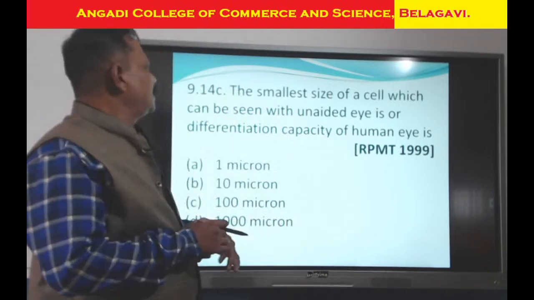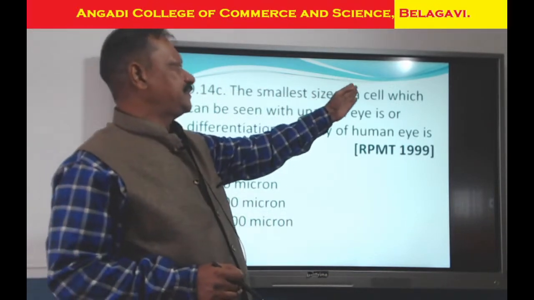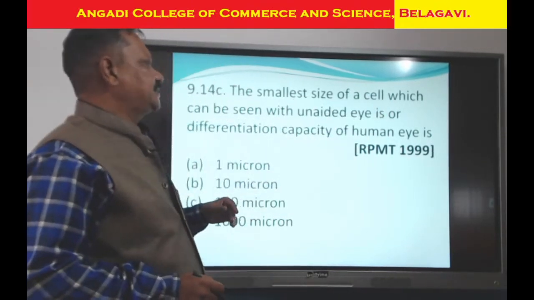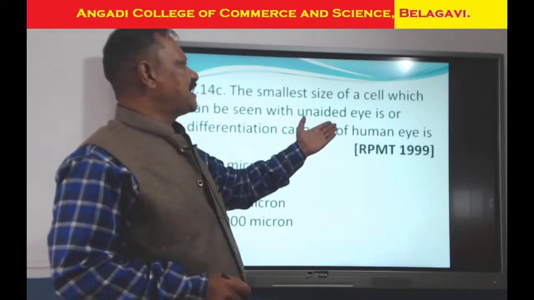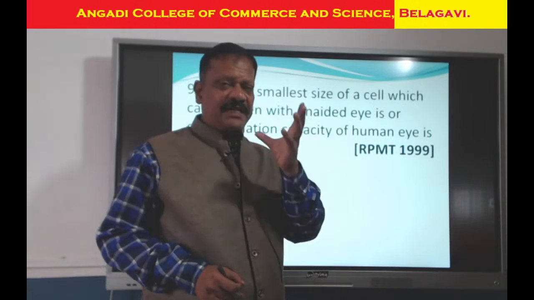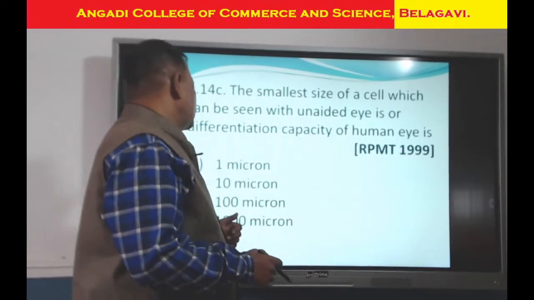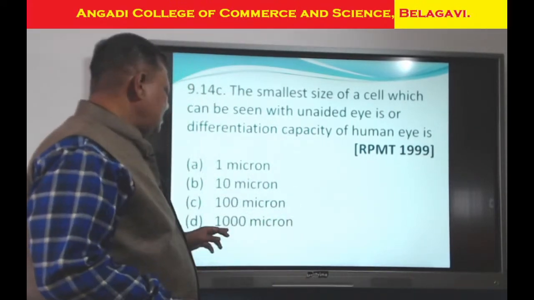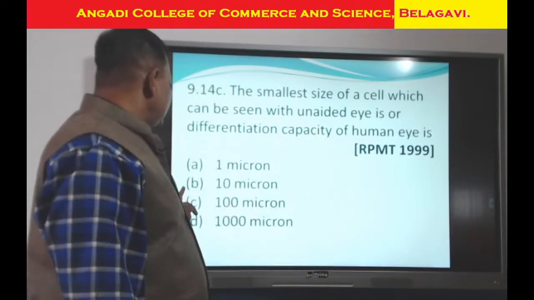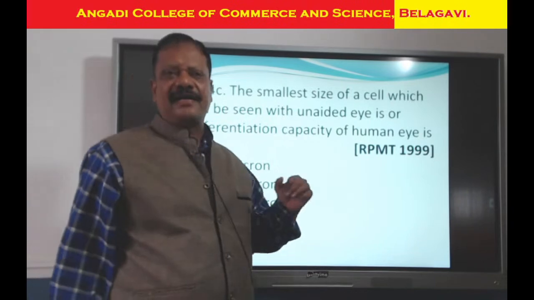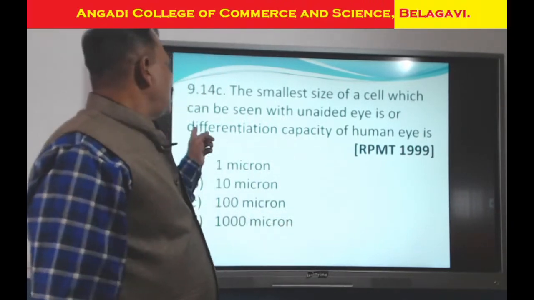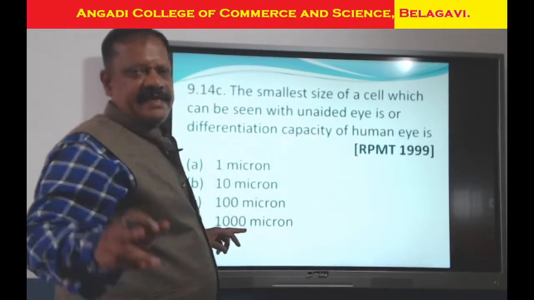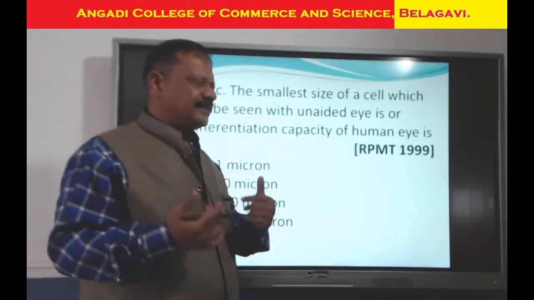Now, the smallest size of a cell which can be seen with the unaided eye, or the differentiation capacity of the human eye. What is the differentiation capacity of the human eye, they ask. The options are 1 micron, 10 micron, 100 micron, 1000 micron. Here the right answer is option C, 100 micron. 100 micron is the differentiation capacity of the human eye. So option C is the right answer here. We'll move to the next.